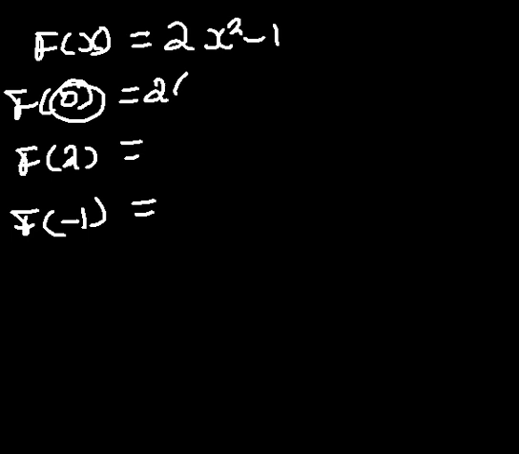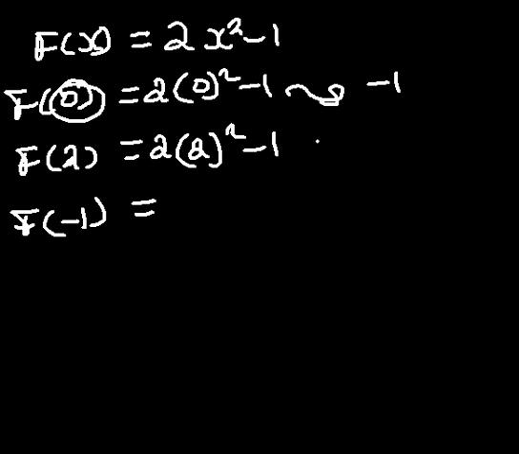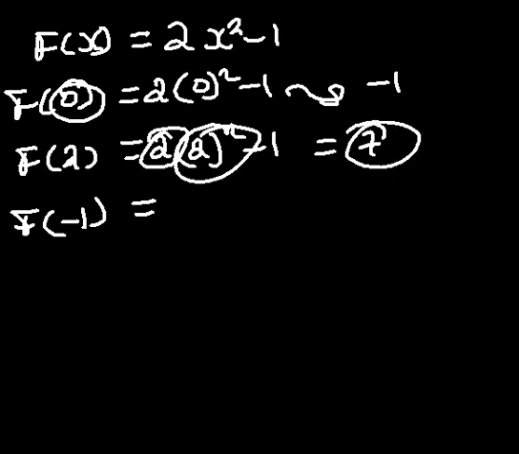Now I have 2 times 0 to the power 2 minus 1. That will be given as negative 1. So f of 0 is negative 1. That's the output of input 0. And likewise, f of 2 will be 2 times 2 to the power 2 minus 1. So this is 4, and times 2 is 8. The 8 minus 1 is 7. So this is the output of the input 2.